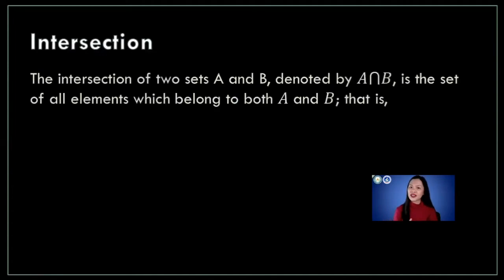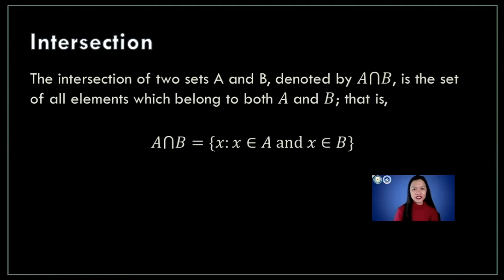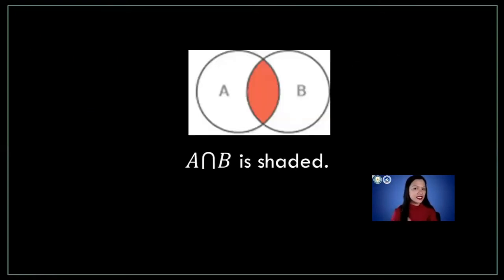We also have the intersection of sets. As defined, the intersection of two sets A and B, denoted by A intersection B, is the set of all elements which belong to both A and B. That is, in symbols, we have A intersection B is equal to the set containing X, such that X is an element of A and X is an element of B. Now, as you can see in the illustration, A intersection B is shaded.